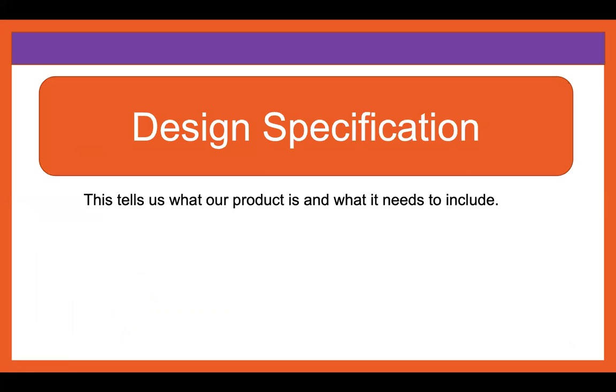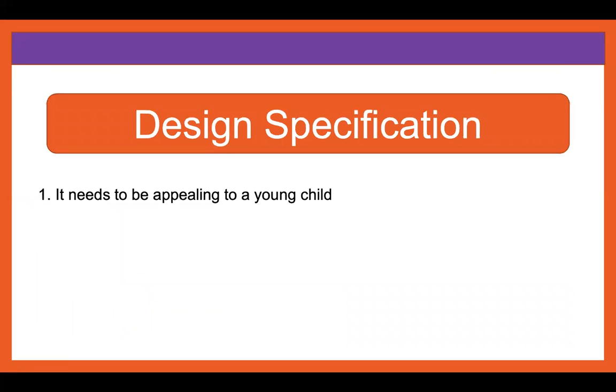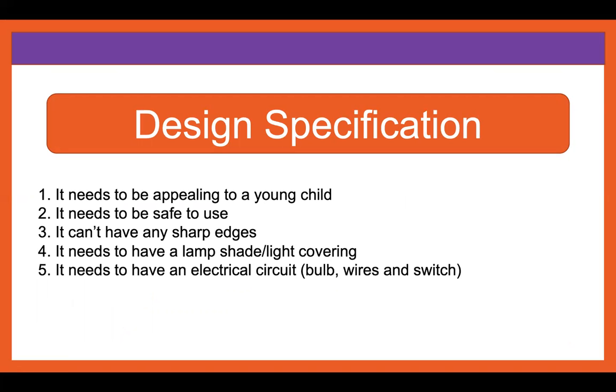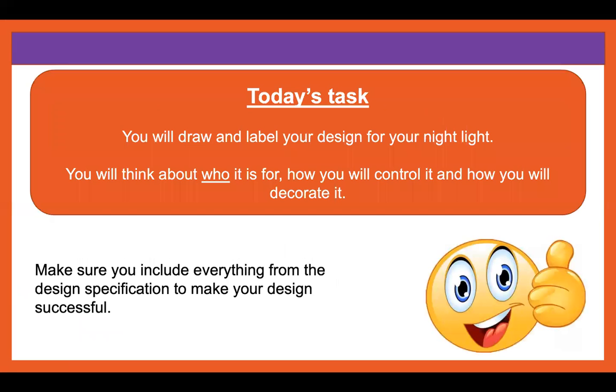So when we're looking at the design specification, this tells us what our product is and what it needs to include. So our design specification needs to be appealing to a young child. It needs to be safe to use. It can't have any sharp edges, and it needs to have a lampshade or light covering, and it needs to have an electrical circuit, which includes bulbs, wires, and the switch.